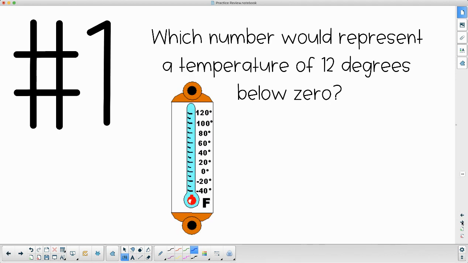So starting with number 1, it asks which number would represent a temperature of 12 degrees below zero. So we're going below zero. So we're going to come down here and it would be about here, or in the negatives, 12 degrees below zero.